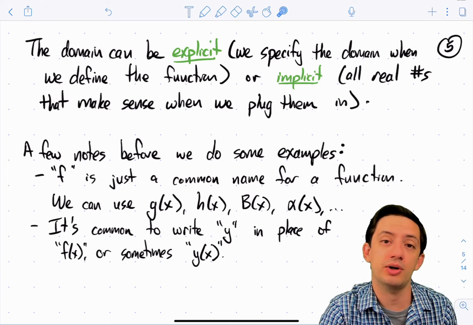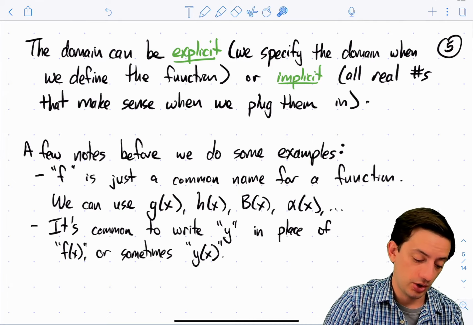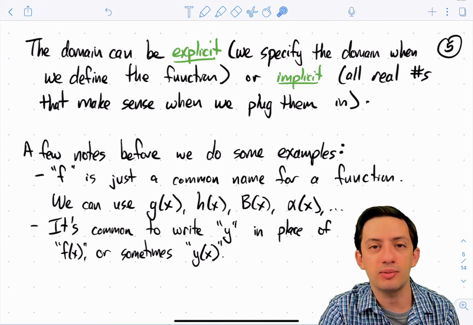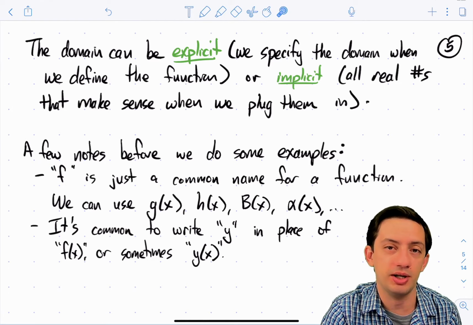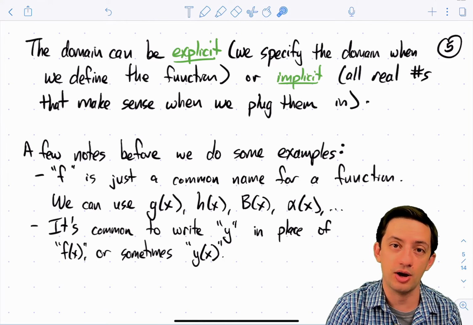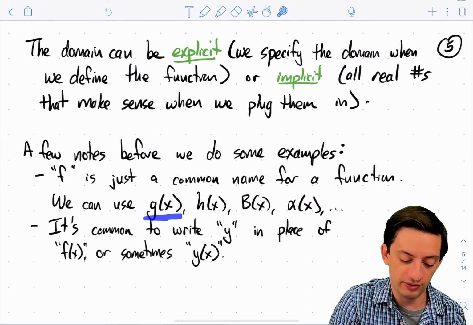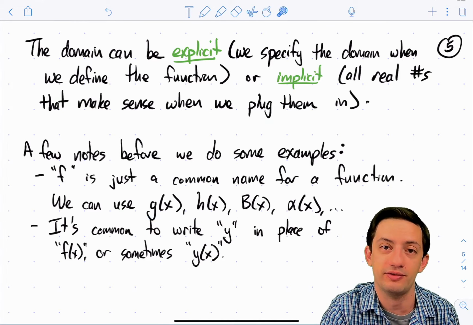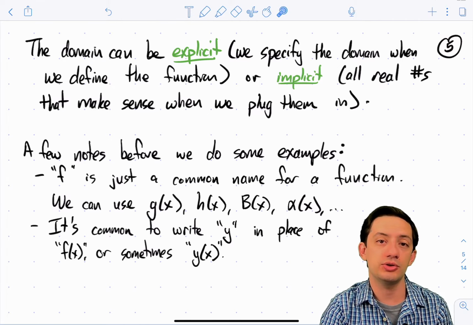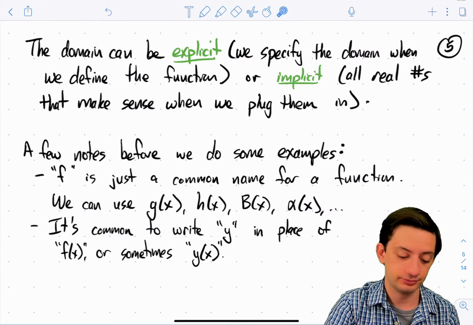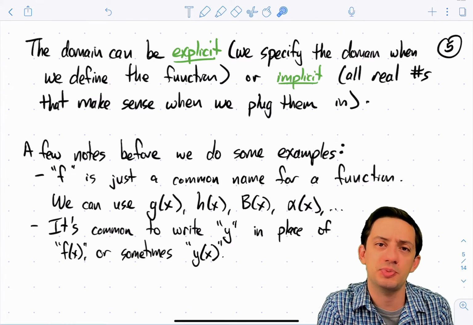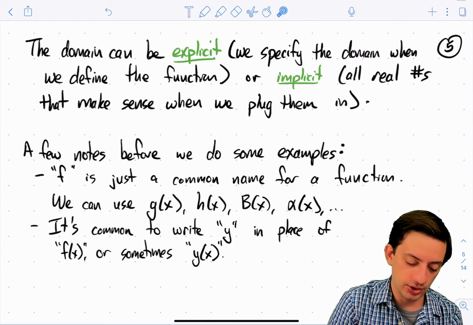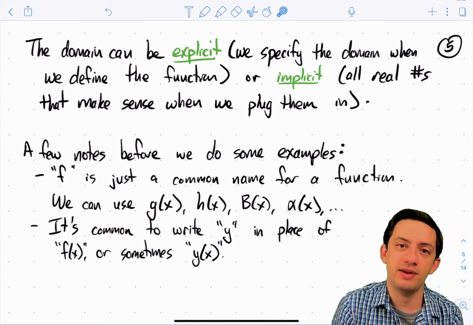Before those examples, I want to point out a couple of notes. We've been calling our functions f and f of x. That's just a common name for a function because function starts with f, but it's equally valid, and we will do this often, to call them other things like g of x or h of x or capital B of x, or even use Greek letters sometimes like alpha of x. The actual letter that you use is just your choice. Another thing that you're going to see, especially because we're drawing lots of functions in the xy plane, is that we'll write y instead of f of x.